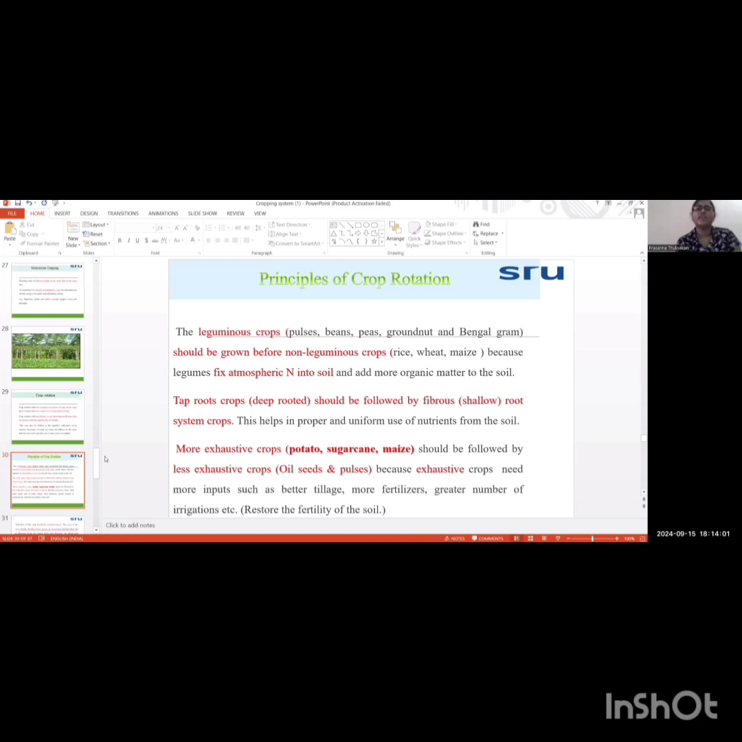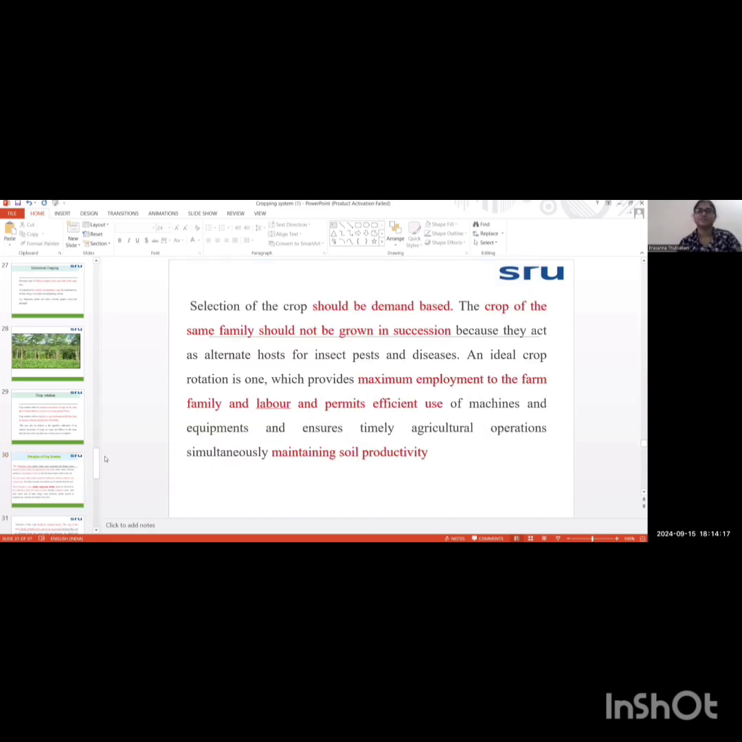And next, more exhaustive crops like potato, sugarcane, and maize should be followed by less exhaustive crops like oilseeds and pulses, because exhaustive crops need more inputs such as better tillage, more fertilizers, greater number of irrigations, etc. And selection of the crop should be demand based.